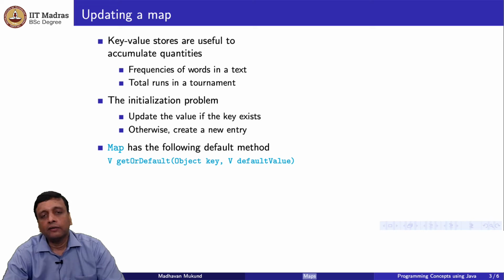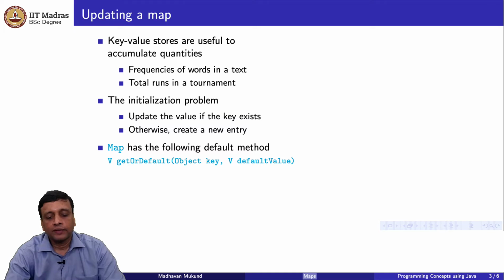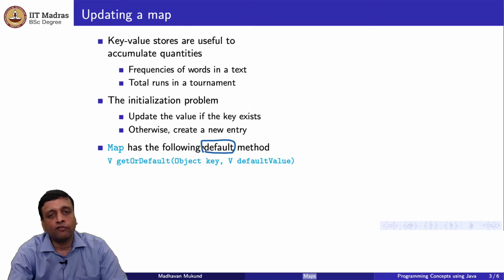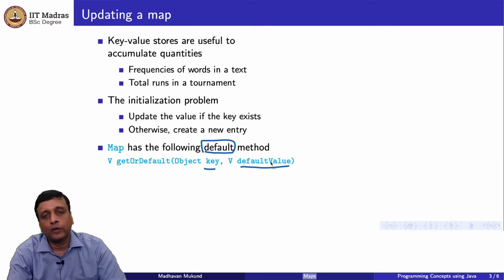So one mechanism that Java provides, which can be used for this, is a default method. This method is given to you in the interface by default, right? So it is provided to you, whether you write it or not, you get it. What this getOrDefault method does is, it takes a key and it takes a default value as an extra parameter. So the way you use it is like this.